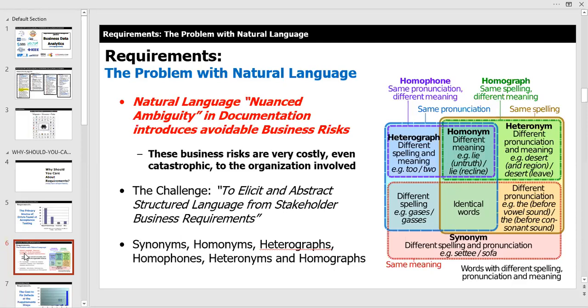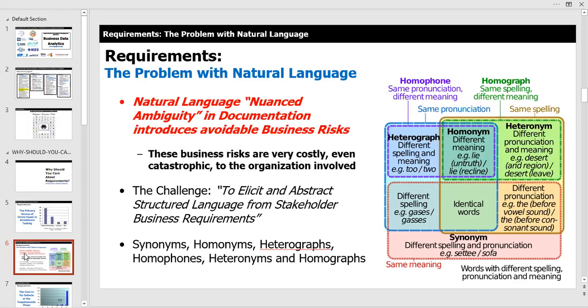Natural language, or nuanced ambiguity, in documentation introduces avoidable business risks. When we write statements as analysts, I tend to call them narrative. We write in a more flowing pattern. We listen to our stakeholders talk to us in a natural, flowing language, so we take notes and then write that in a little more formal approach, but not nearly as formal as what test cases look like. If you were in the previous couple of webinars, you know that I'm always trying to get people to think in terms of writing in the format of a test case. But again, those are different webinars. These business risks are very costly, even catastrophic to the organization involved. So when the language isn't clear, it's very expensive when you have to go back and repair it.